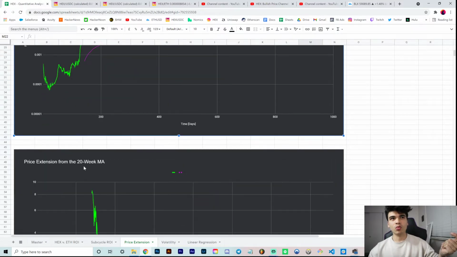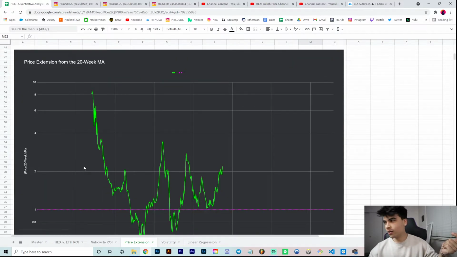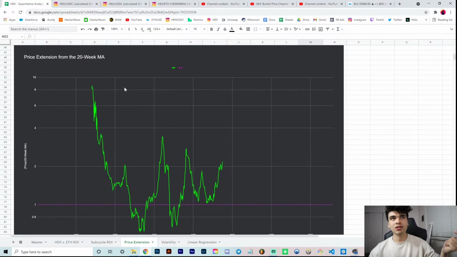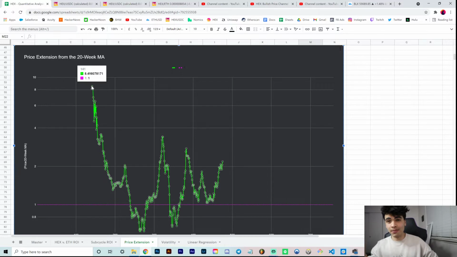And we see here the price extension above the 20-week moving average. So how far extended have we gotten in the past? Well, over here at the pinnacle, this was our May 2020 local top around the half penny region. You see that we reached an overvaluation of about 8.5. So price was at the time 8.5 times higher than the value of its 20-week moving average. And then we came down to the moving average, broke beneath it. The rest is history, right?